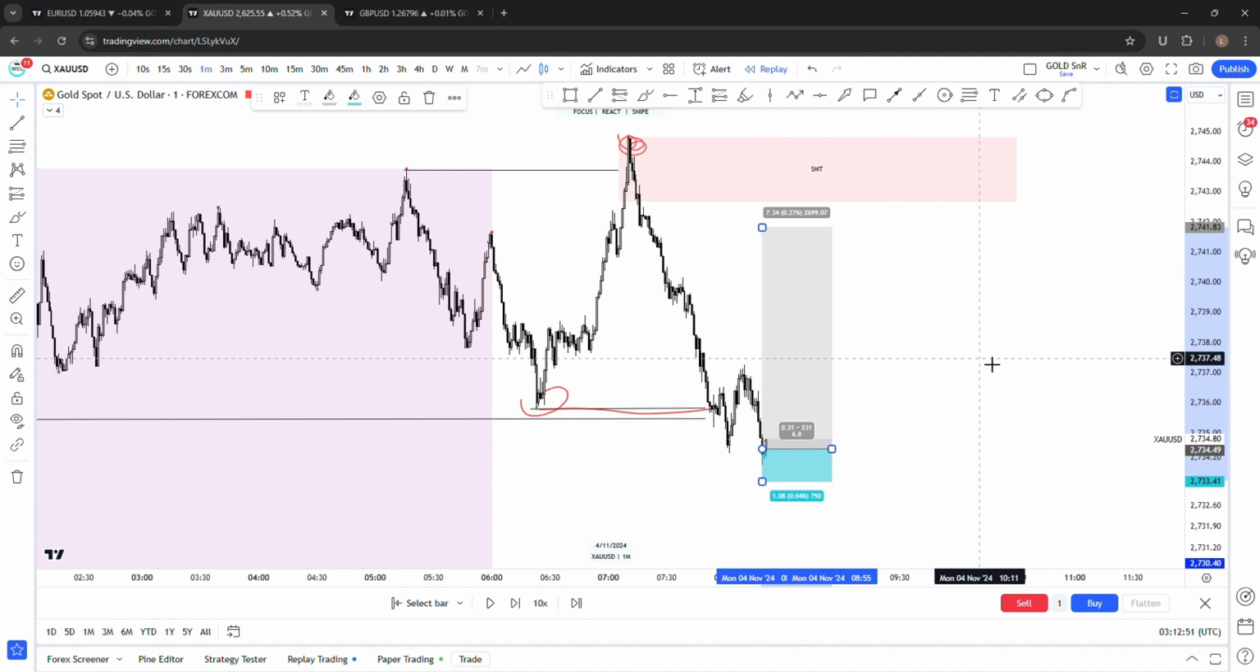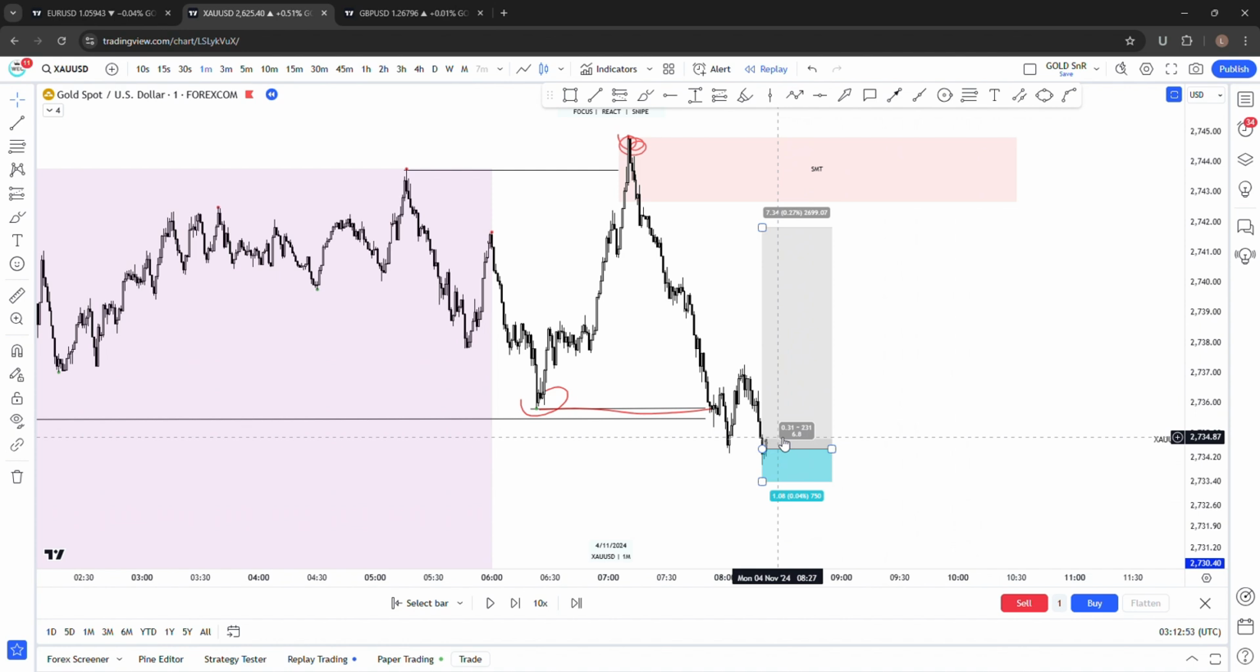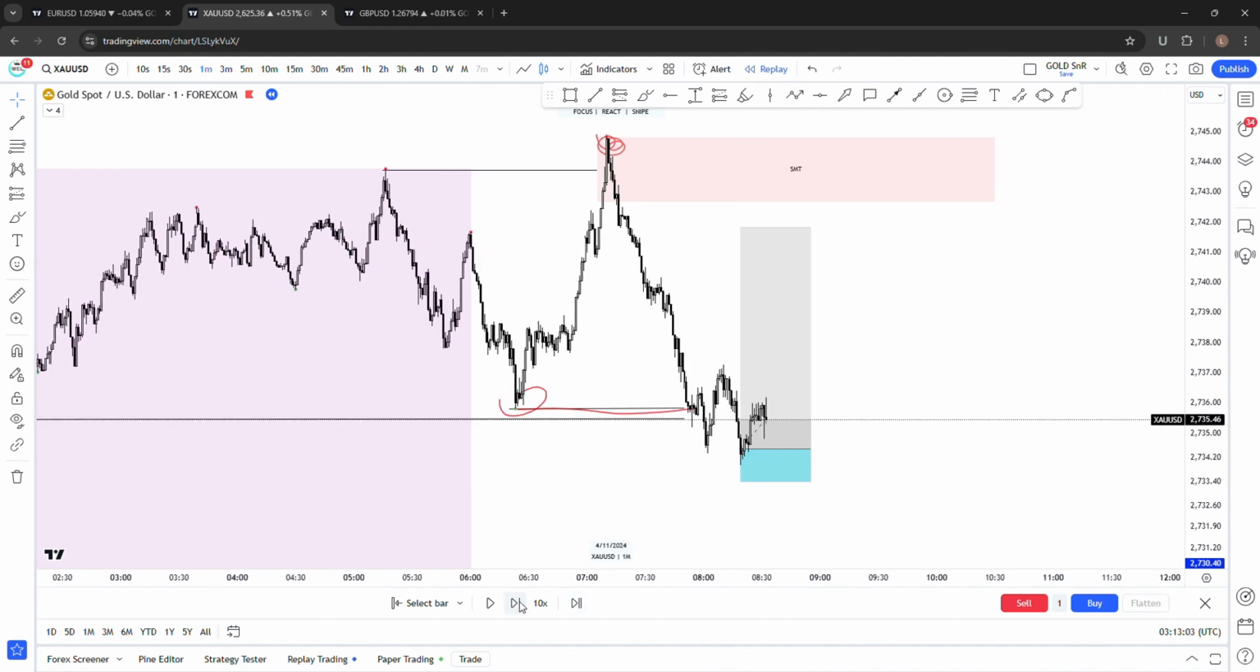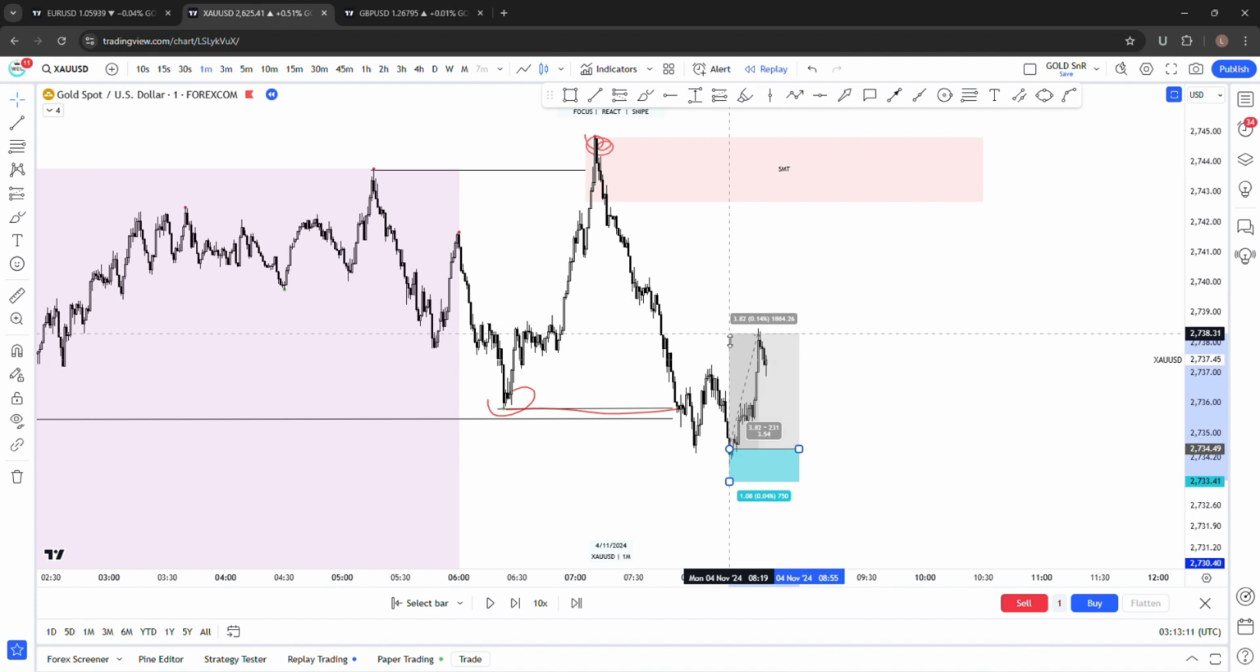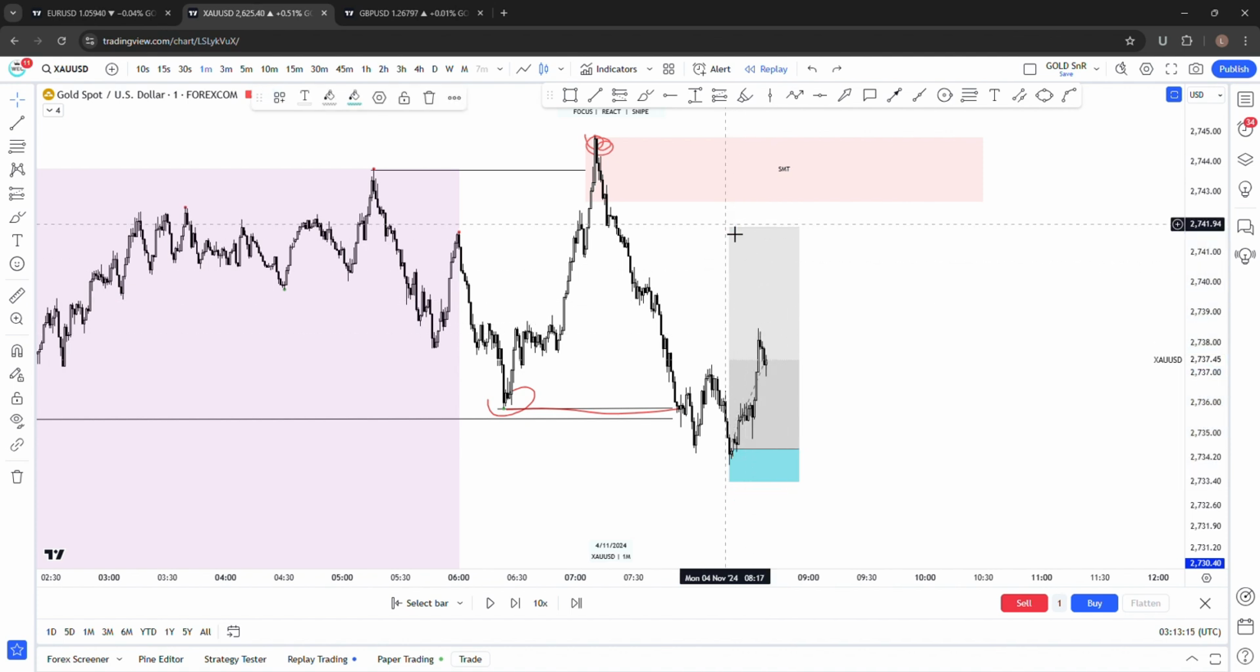Okay, so right in here, yes, you could have gotten an entry, but time is not in your favor. Even though we can see a beautiful SMT and all those things, timing is not in your favor. If I play price forward a little, you realize that price gave a little move to the top. You could have gotten maybe 1:3 or something like that, just to go home with. But this is not a favorable trade for me.